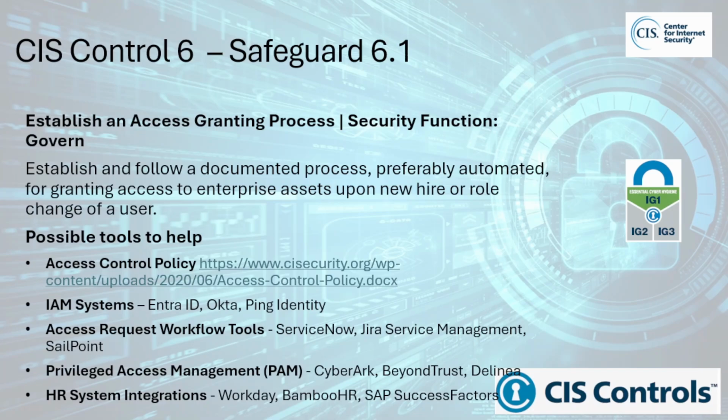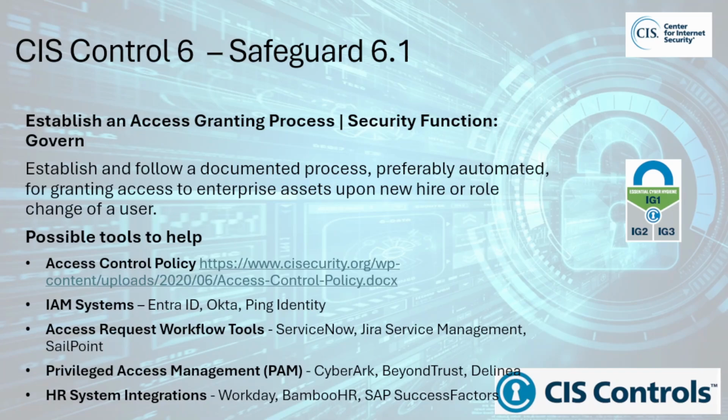Key elements include the following. Access is granted based on job role or function, in other words, the principle of least privilege. A documented request and approval process must be in place. Access rights are reviewed to ensure they align with the user's responsibilities, and the process includes verification steps to prevent unauthorized access. Why is this safeguard important?